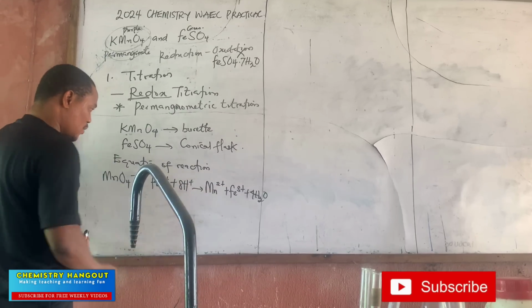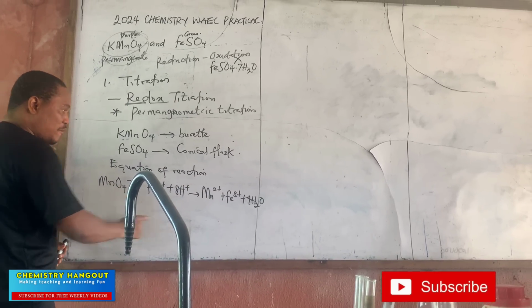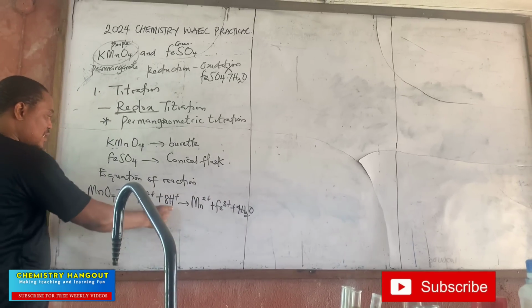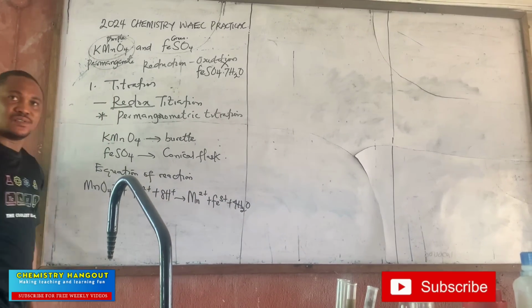Manganese is 1, manganese is 1, balanced. Oxygen is 4, oxygen is 4, balanced. Iron is 1 here, iron is 1 here, balanced. Then we have 8 hydrogen, and 8 hydrogen, balanced now.